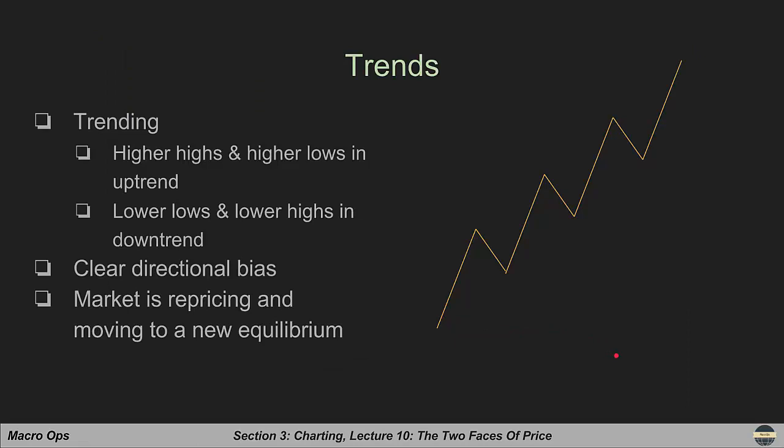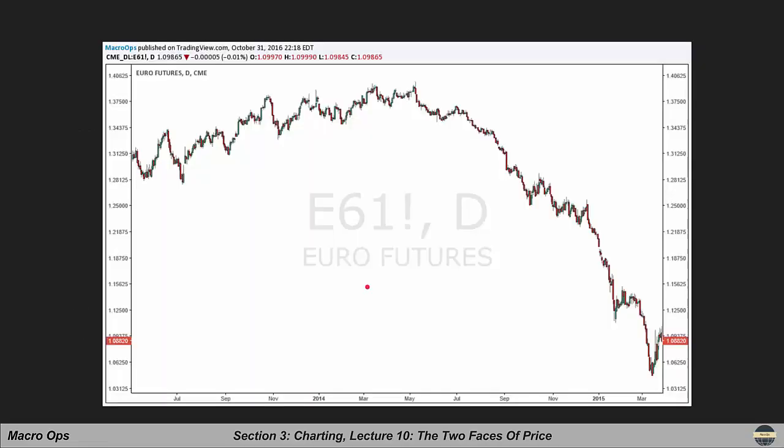And then on the other hand, we have trends. When there's a clear directional bias, markets are repricing. There's not equilibrium and agreement. It's moving to a new equilibrium and agreement. And we see this with very clear higher highs and higher lows in an uptrend, or lower lows and lower highs in a downtrend. So here are euro futures downtrending.